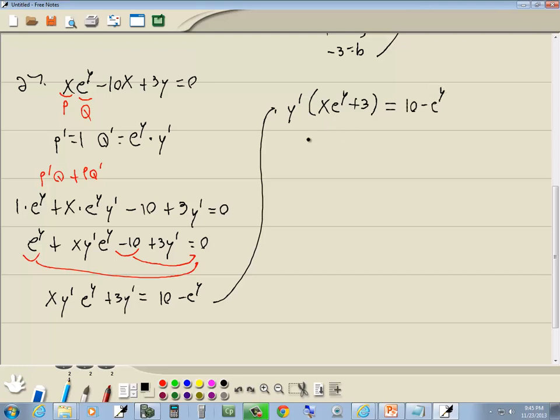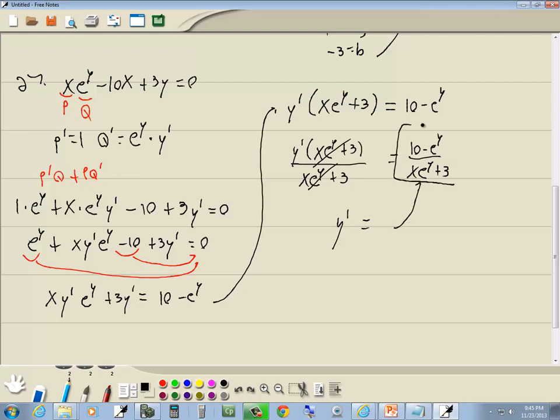Then divide both sides by x e to the y plus 3. Those cancel. And we got y prime is equal to this right here. Now, it's possible that they solve this for e to the y and then plug that in, but I'm happy with that answer.